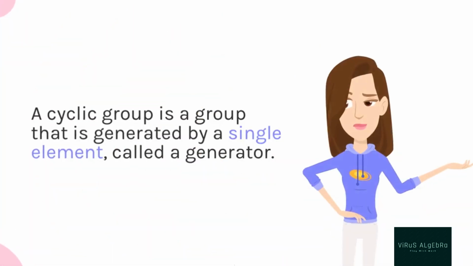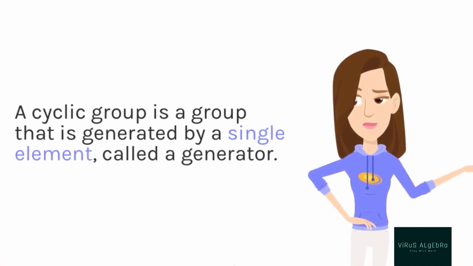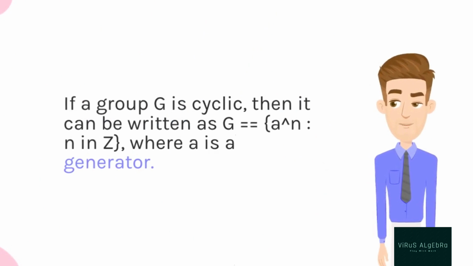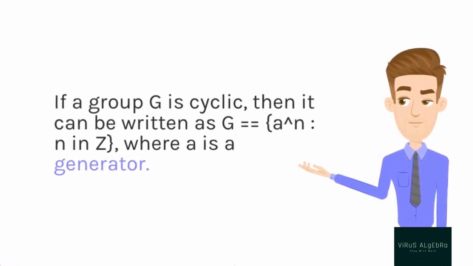A cyclic group is a group that is generated by a single element, called a generator. If a group G is cyclic, then it can be written as G equals a to the power of n, for n in Z, where a is a generator.